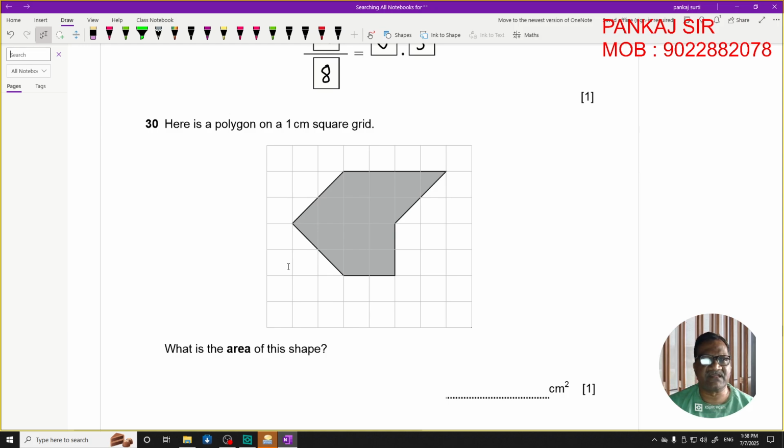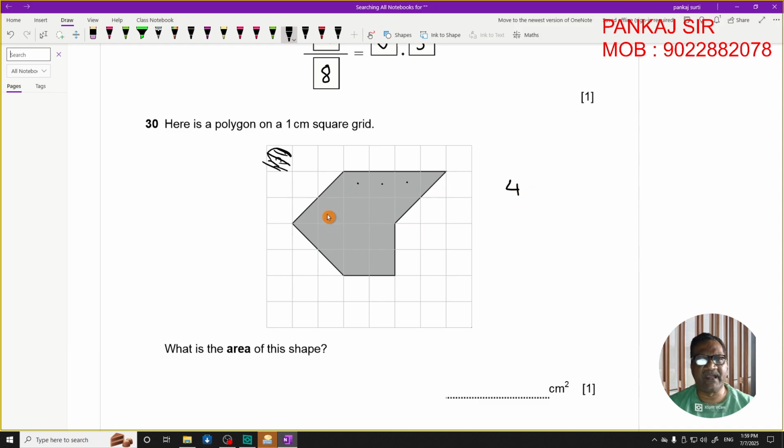Next question is, there's a polygon on a 1 centimeter square grid. So one box is 1 centimeter square, right? So find the area of this shape. I'll just try to count how many square boxes there are, and then multiply. Okay, so in the first row I have 1, 2, 3 full boxes and 2 half boxes, so 1, 2, 3 and 2 half boxes will make it 4. In the first row I have 4 boxes.